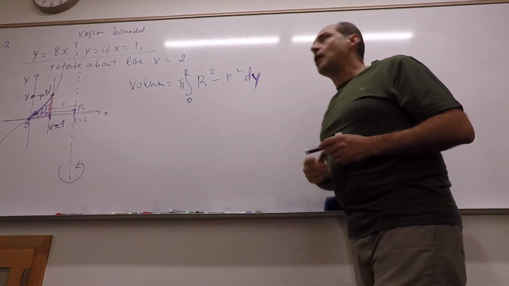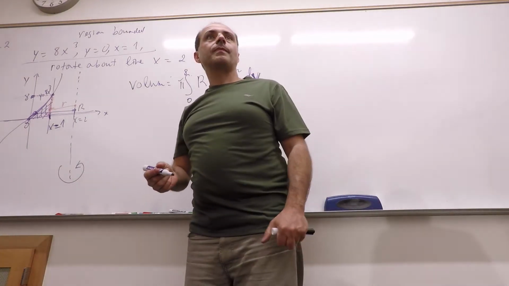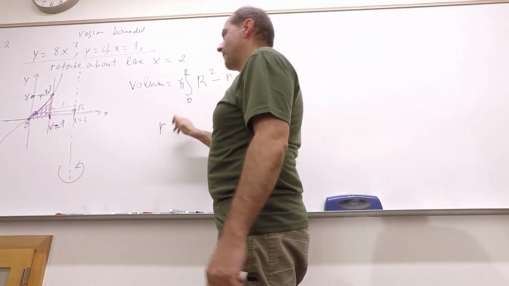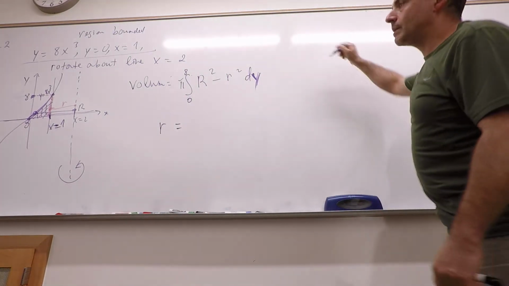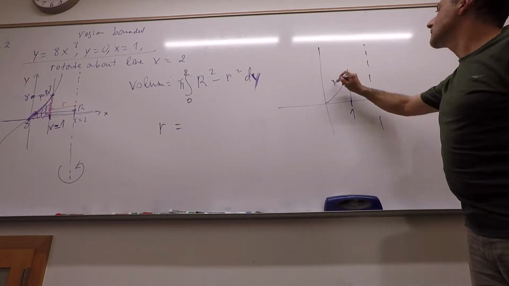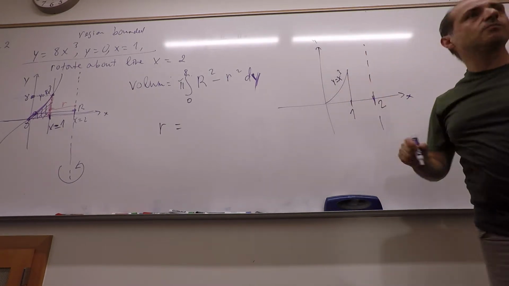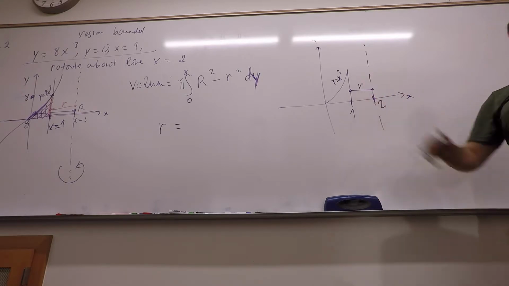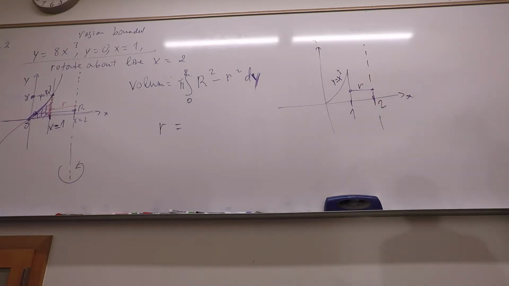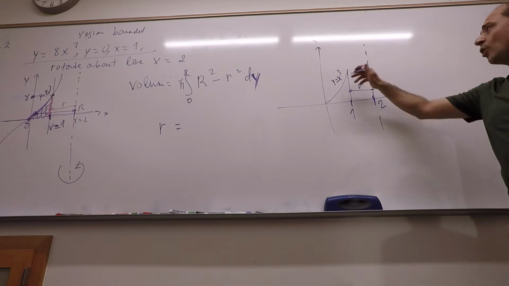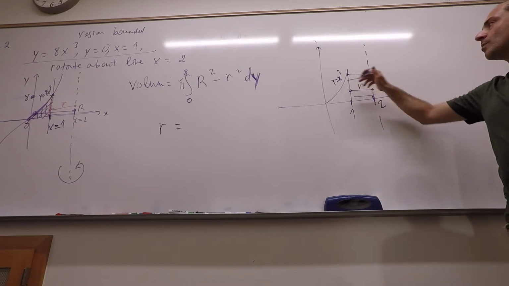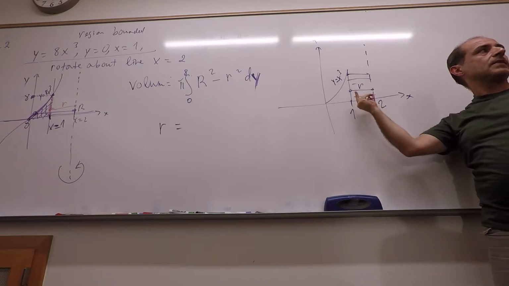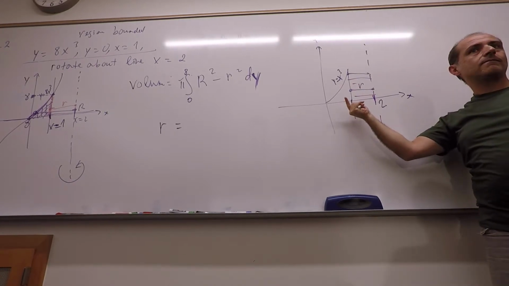Now I have to figure out the small r and the big R. Let's start from the small r. In my picture, what is the small r? It's from here to here, right? Can you figure out 2 minus 1? It's always the same, it doesn't matter where, this distance is always 1. It's 2 minus 1, it's 1.